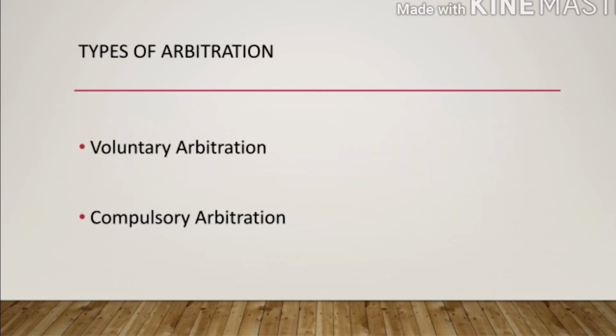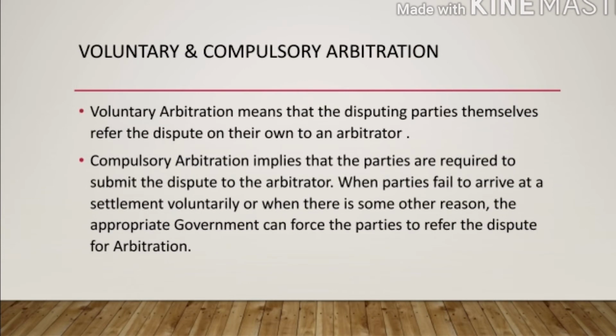There are two types of arbitration, that is, in industry the arbitrator can solve the problem voluntarily or compulsorily. So the arbitration process may be divided into two, voluntary arbitration and compulsory arbitration. Let's see what is voluntary arbitration and compulsory arbitration. Voluntary arbitration means that the disputing parties themselves refer the dispute on their own to an arbitrator. So voluntary means by themselves. The award of the arbitrator is not binding on the parties.